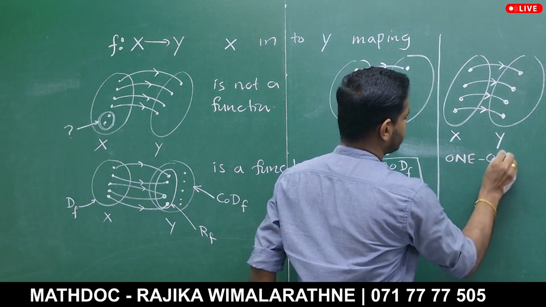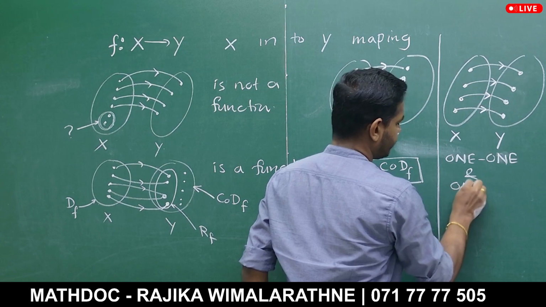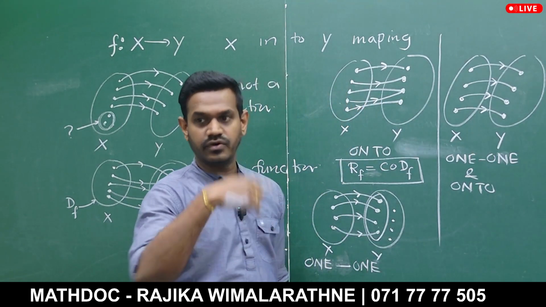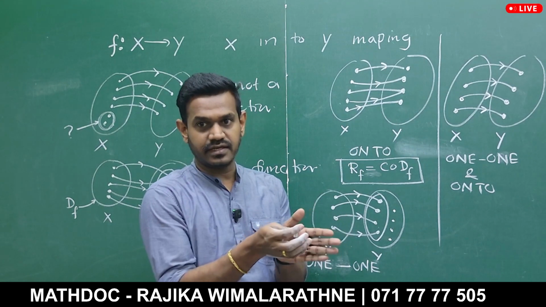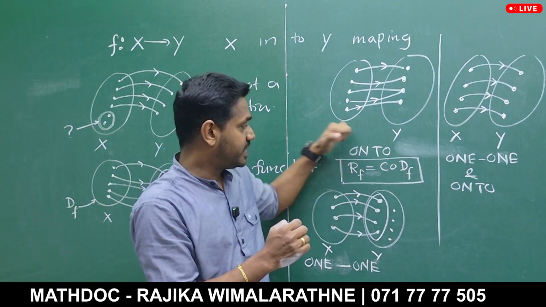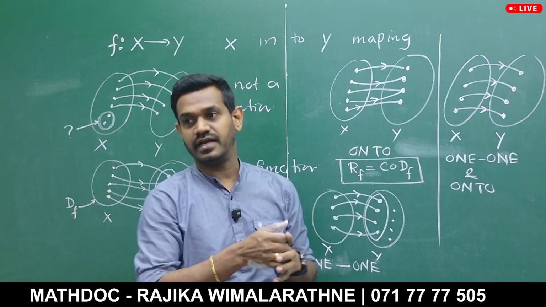Then one-to-one and onto. One-to-one relation or onto relation, and one-to-one and onto relation, no? Both are there. So now this is very special. This is special, this is very special because both are there.